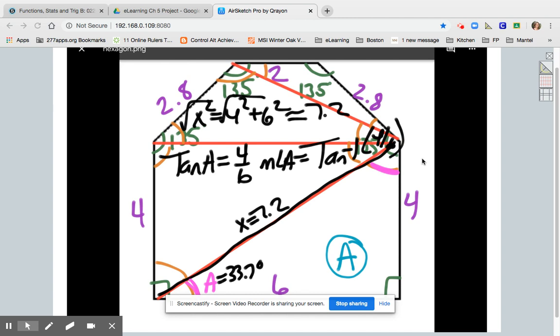Well, can I find this third angle here? Sure, that's easy. I'm going to call this angle B. Angle B is equal to 180 minus the 90 minus the 33.7. That gives me 56.3 degrees, and I can fill that in here as 56.3 degrees.